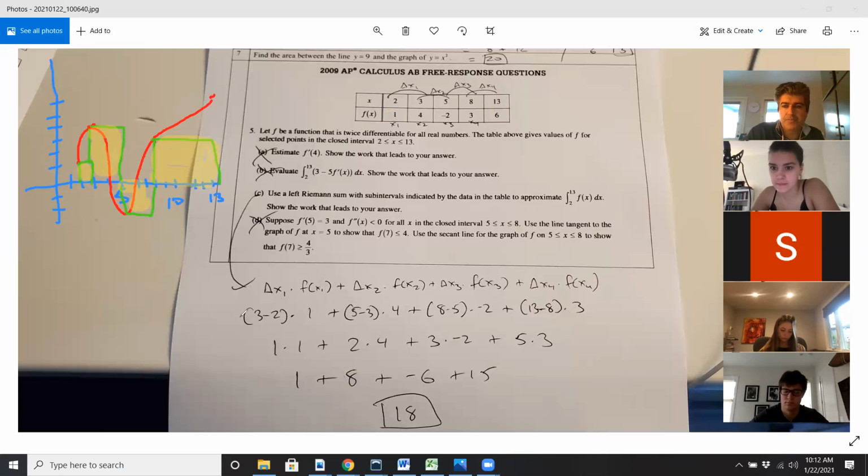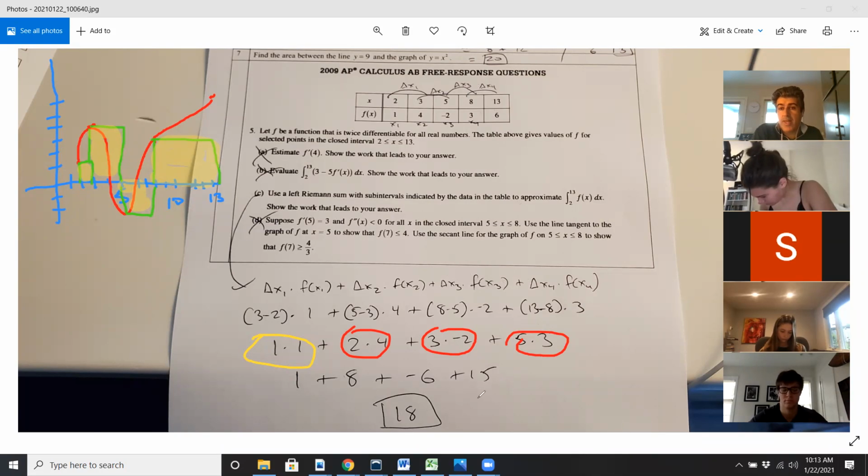So again, delta x1, you have that times f of x1, which is the y value at x equals 2, which is 1. So that's going to be the first rectangle. Then the width of the second interval is from 3 to 5, and the y value there is 4. That's where you're doing 2 times 4. Then the next interval goes from 5 to 8, so width is 3, and the y value there is -2. And then the next one, the width of the interval is 5, and you're using the y value of 3. And you add them up, and you get 18. So I am going to ask a question like that on our exam. I'm glad I'm recording this, that you guys have this as a good example.